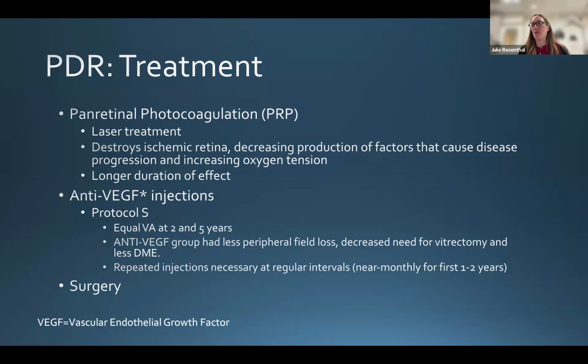So some patients just refuse the laser, can't handle the laser. And so it's nice that we have an extra tool in our tool belt. And then, of course, surgery for the more advanced forms of disease. Sometimes if there's bleeding into the back of the eye and it doesn't clear, or if patients get that retinal detachment from the pulling on the retina.